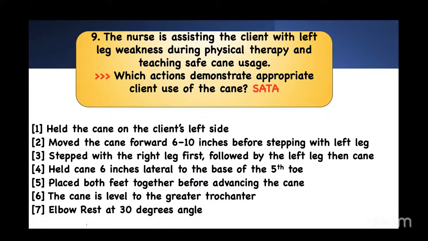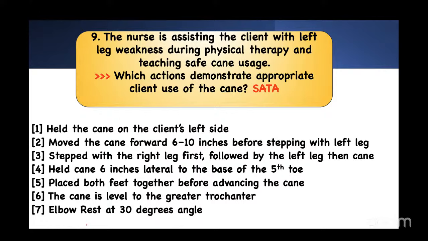Move the cane forward 6 to 8 inches before stepping with the left foot. Usually you advance the cane and the weaker side together, but most of the time the cane goes, then the weaker side follows so that you don't fall. So 2 is a good thing, right? Stepping with the right leg first, which is the stronger side, is bad. You're going to fall because the left leg will be standing there.